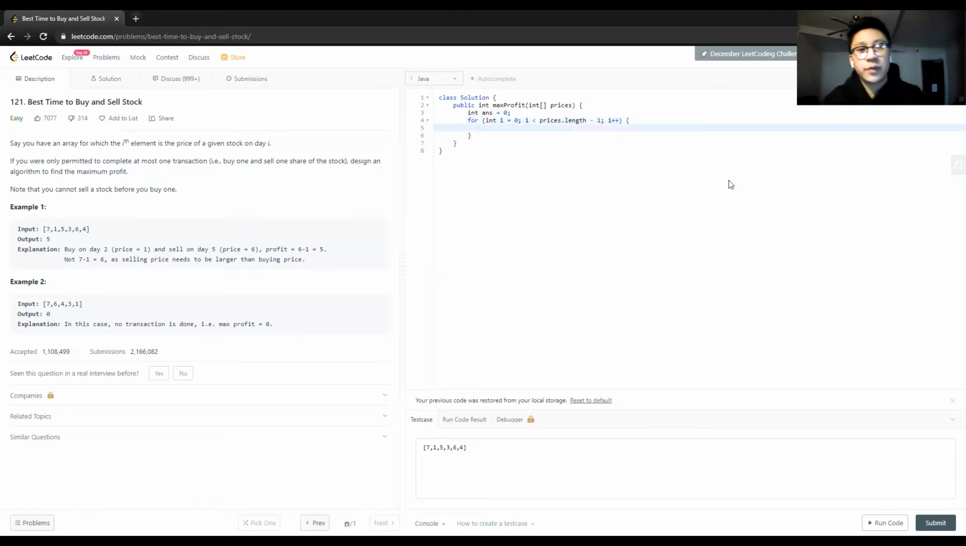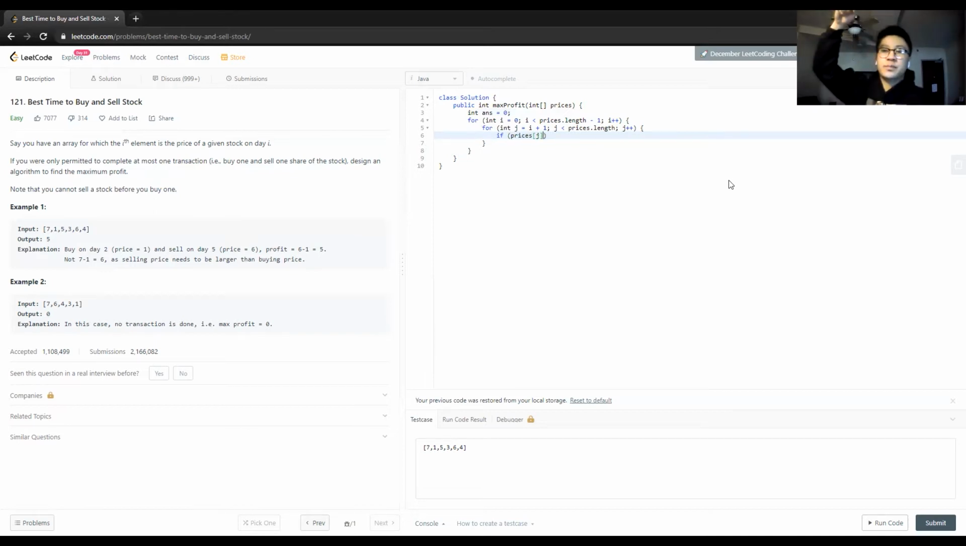So for our outer loop, we want to start at 0, and then we want to go up until prices.length - 1, because we're going to be comparing it to the inner for loop, which is going to start at i + 1. Because you don't need to compare a price to itself, since that profit is always going to be 0. So we're just going to start at the day after. j less than prices.length, j plus plus, okay. And then a super simple if here. j is going to be the day where we sell, and i is going to be the day where we buy.